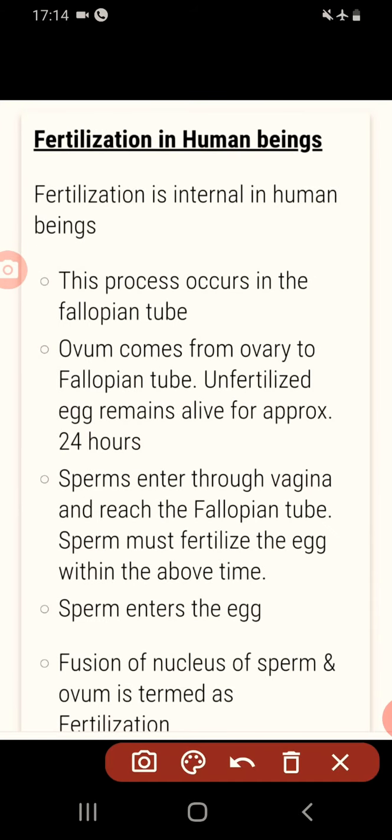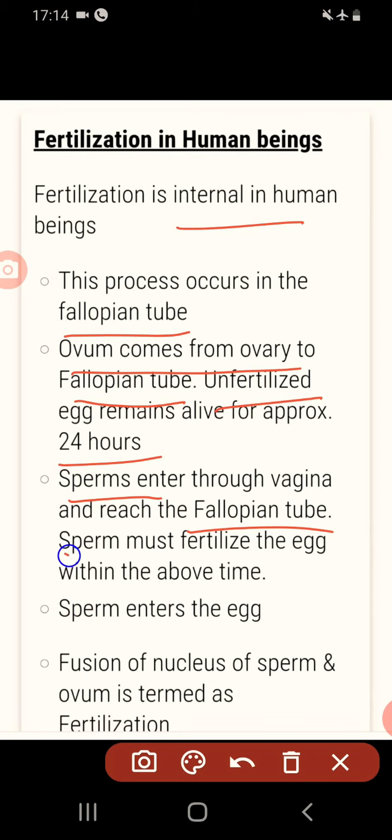The next important part is fertilization in human beings. Fertilization means the fusion of male and female gametes. This fertilization is internal in human beings, and it occurs in the fallopian tubes or oviducts. The ovum comes from the ovary to the fallopian tube, and we know it remains alive for 24 hours. Sperm also enter through the vagina and reach the fallopian tube.